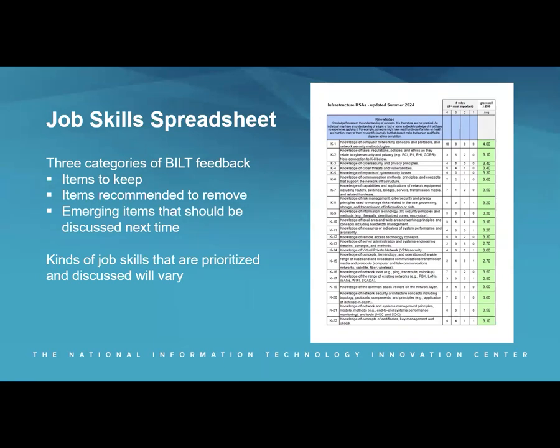I want to point out one other thing. Knowledge, the Ks, refers to theoretical awareness. Do students understand the concept? Skill, on the other hand, the S's, refers to hands-on practical application. Can students do something? Let's take a quick look at a full job skill spreadsheet.